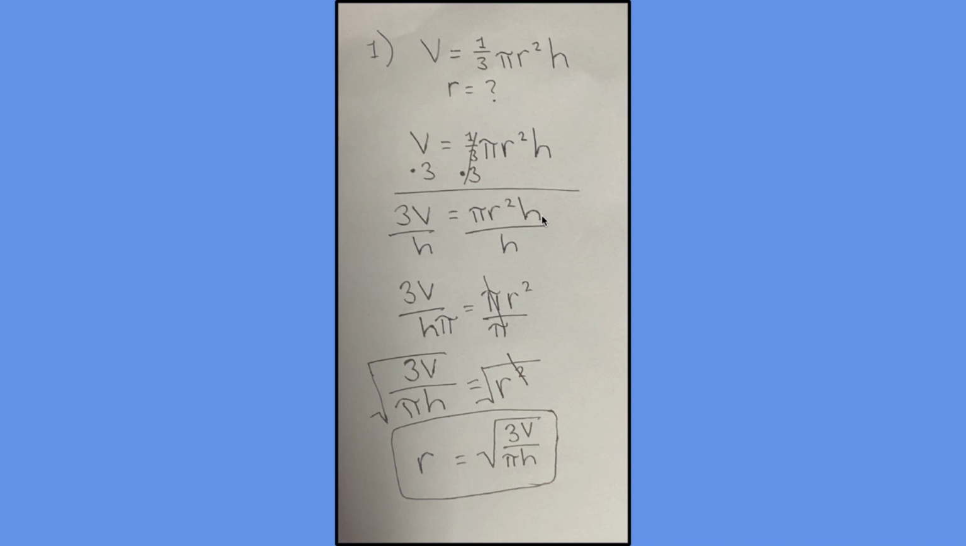And then what I did was I divided by h and then divided by pi, but you could simply do this in one step and divide by pi and h together. Either way we're going to get 3V over h pi equals r squared. Then our final step is to square root both sides of the equation in order to get rid of the square. After doing that, our final answer is r equals the square root of 3V over pi h, which was choice number 1.